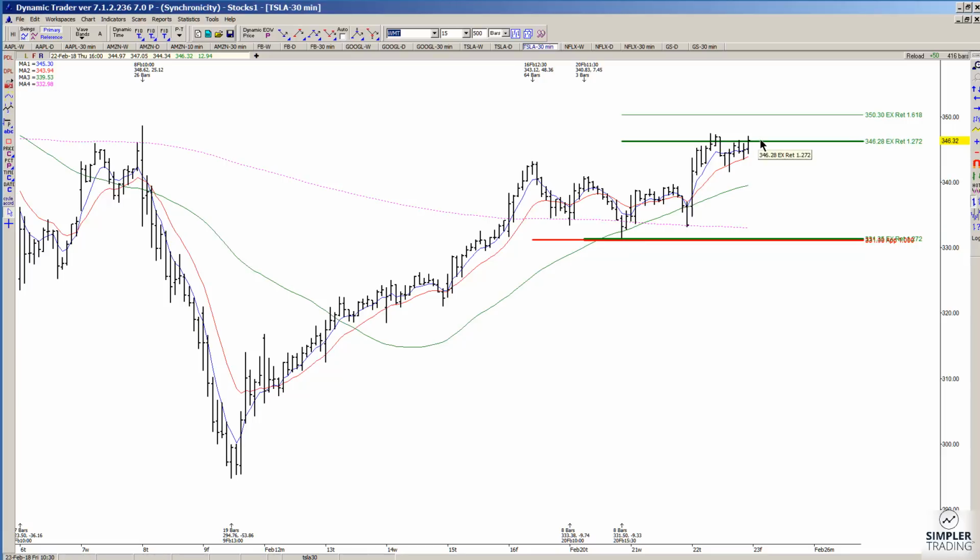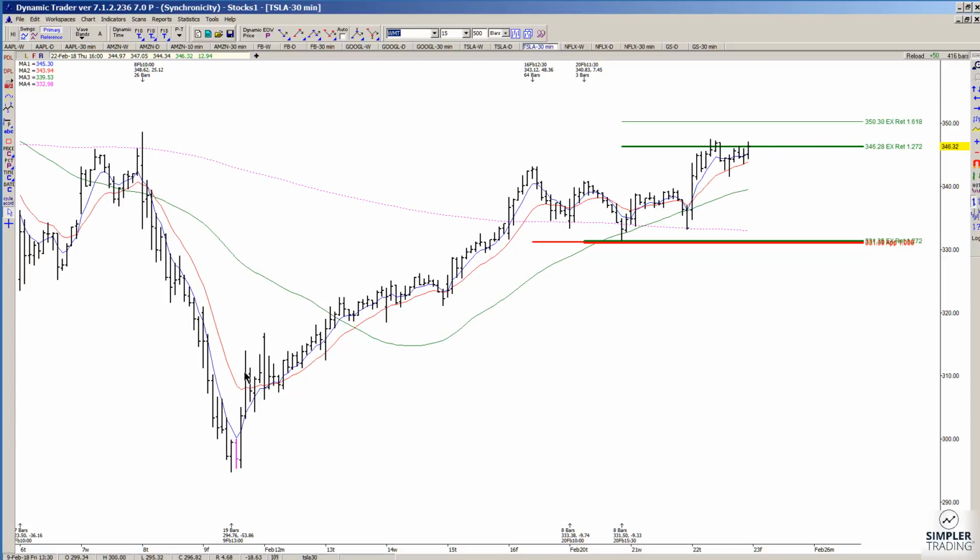You can see that the 1272 extension has been met, and then the secondary target would be this 350.30 area. But if you do just test it for yourself, you'll find that symmetry shows up all over the market. You just have to find it.